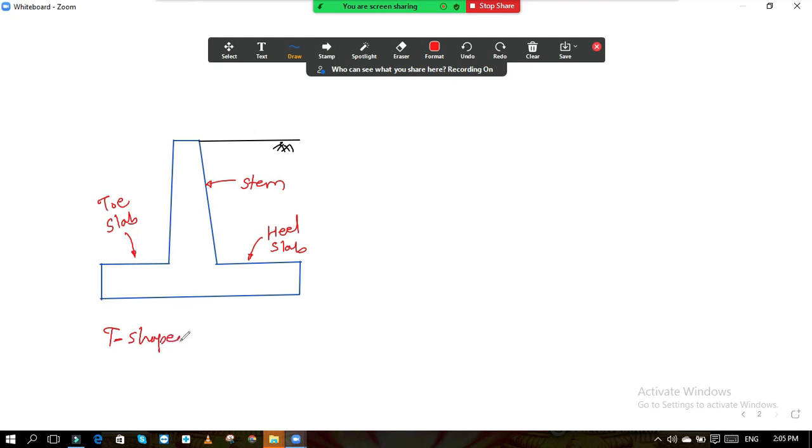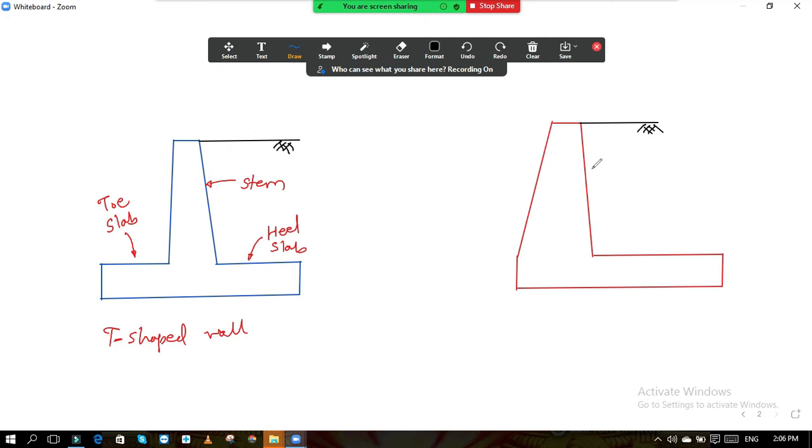And sometimes the toe slab or heel slab is not provided, then the shape of the wall changes. I will draw the diagram once again so that you will understand. So when one of those is not provided, then we are drawing this wall. Again, this is stem and this is heel slab. There is no toe slab. So this is called as L-shaped wall. Okay. So these are the cantilever walls. This is the type of cantilever wall.